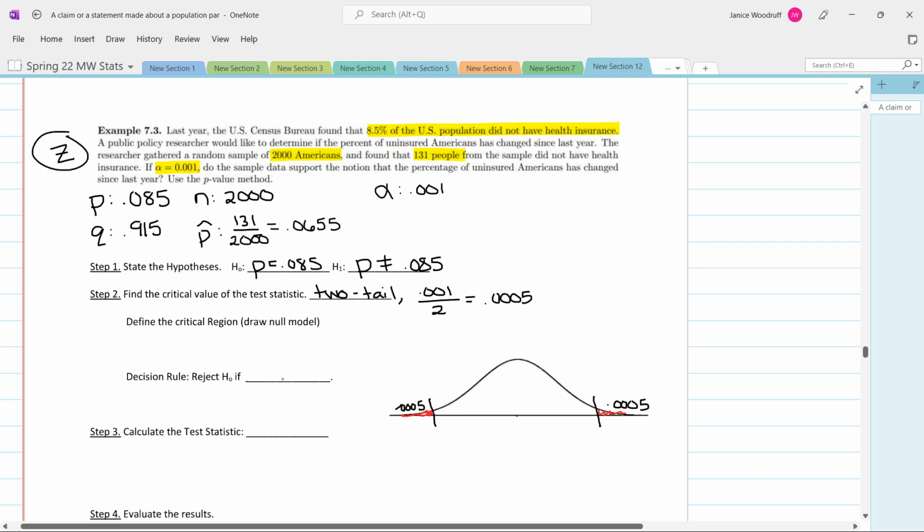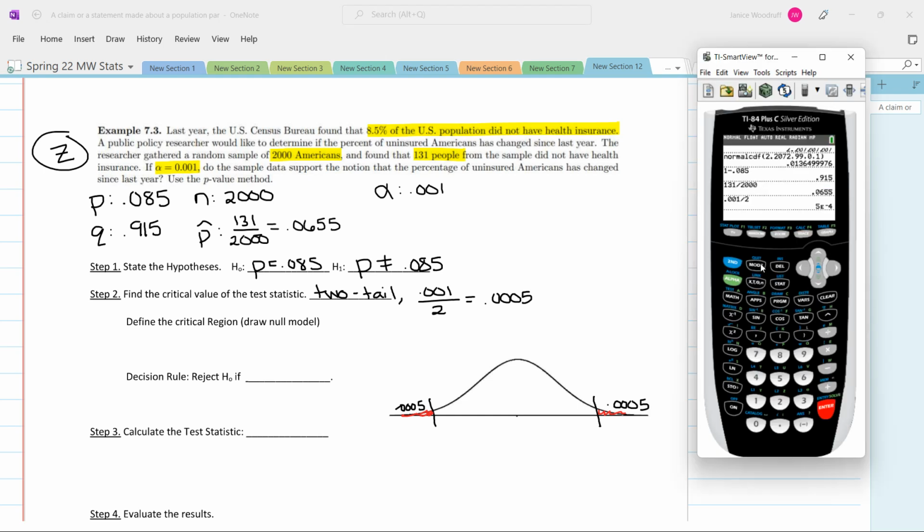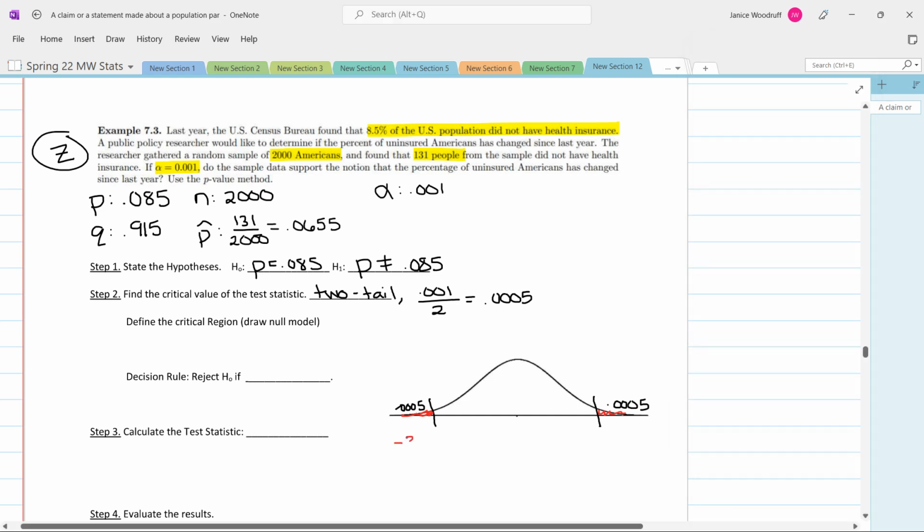Okay, so let's find that z value. So I'm going to go inverse norm. And then I'm going to have area 0.0005. That's going to give me negative 3.2905. So over on the left, you have negative 3.2905. And then on the right, it's just going to be positive 3.2905.